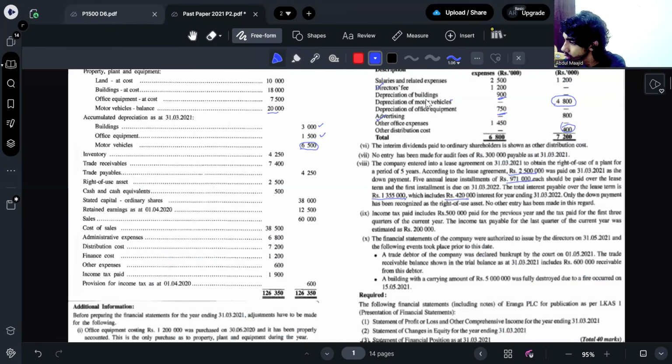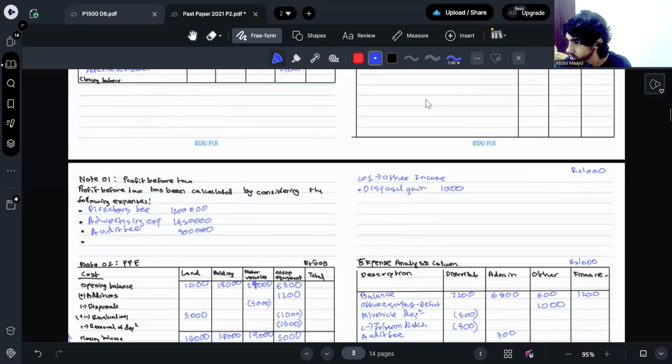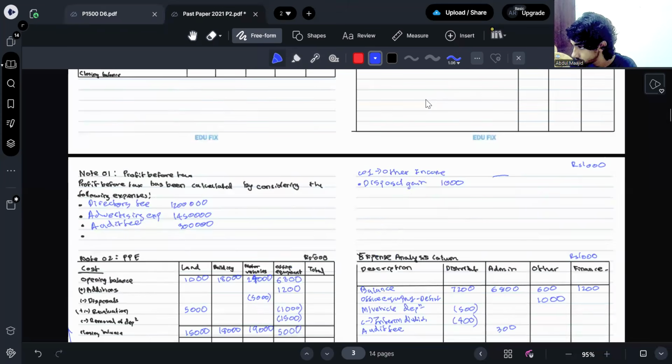Income tax paid includes 500,000 paid for the previous year and the tax paid for the first 3 quarters of the current year. The income tax payable for the last quarter of the current year was estimated as rupees 200,000. Okay, we'll draw an income tax account. I'll draw income tax account, provision for income tax, balance brought forward, cash, P&L amount, balance carried down.